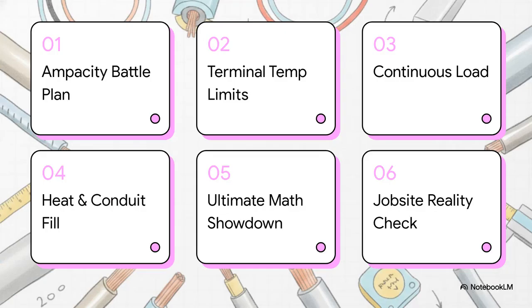To get us there without the cognitive overload, here's our roadmap. 1. The Ampacity battle plan. 2. Terminal temperature rating limits. 3. The continuous load penalty. 4. Heat and conduit fill. 5. The ultimate math showdown. And 6. Job site reality check.